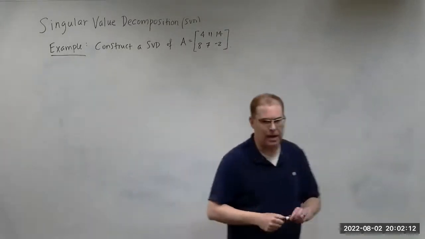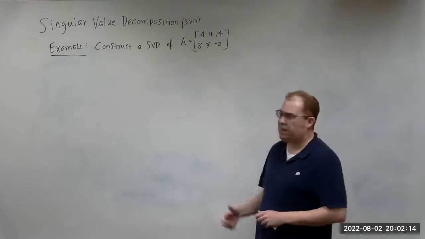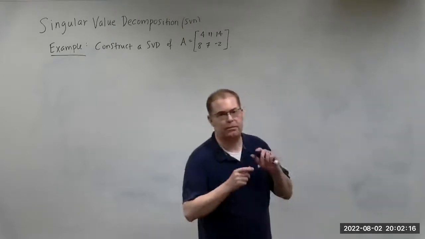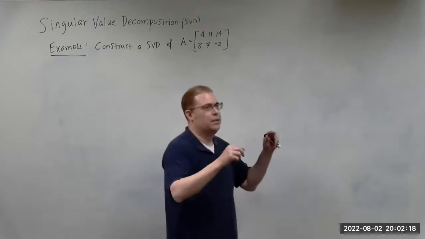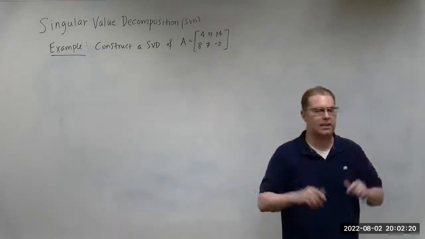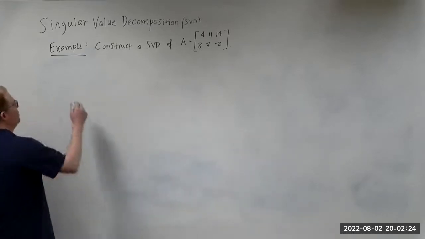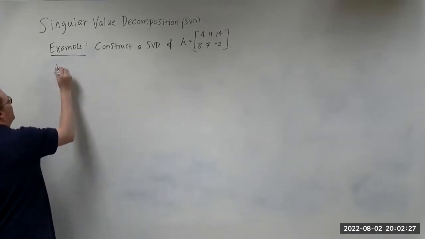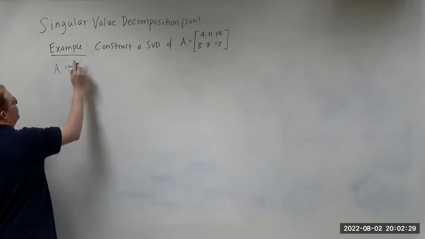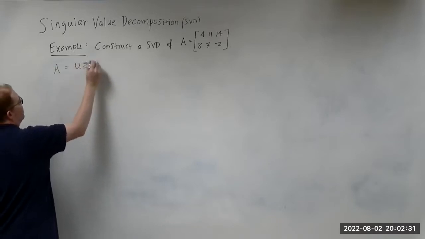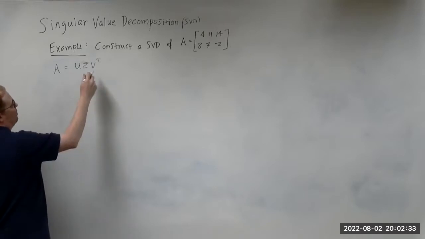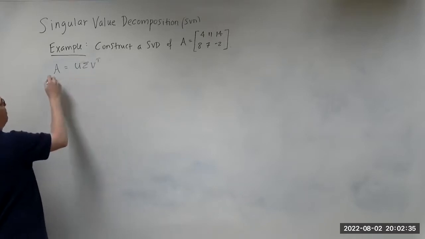All right, so a good practice or a good habit, especially when you're doing these type of factorizations, is to do a little bit of size analysis. Okay. What we have here. So there's our matrix A, right? We're trying to find the components, U sigma V transpose. So we know that A is 2 by 3.